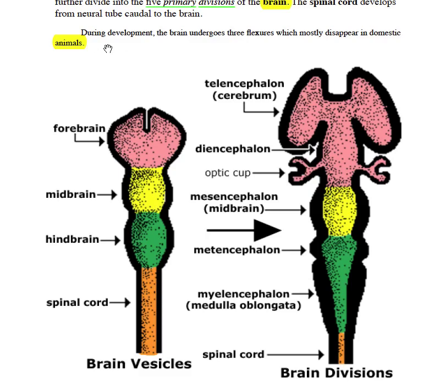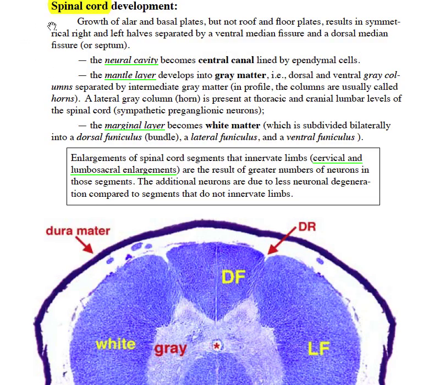aligned with the spinal column. In primates, the flexures are more important because the head is oriented at a right angle to the vertebral column. The spinal cord develops by bilateral growth of alar and basal plates with no growth of the roof plate and the floor plate. As a result, the spinal cord appears bilaterally symmetrical.